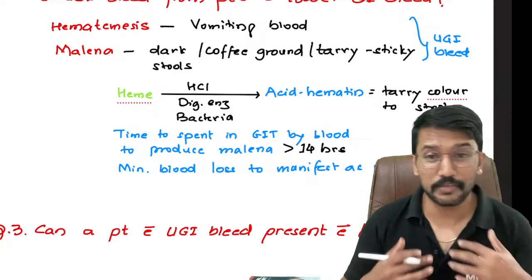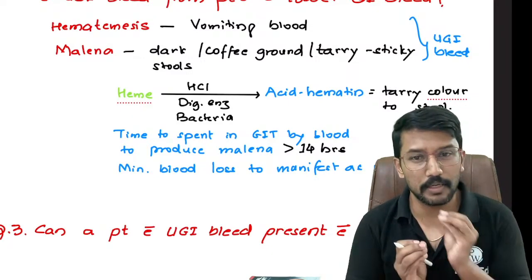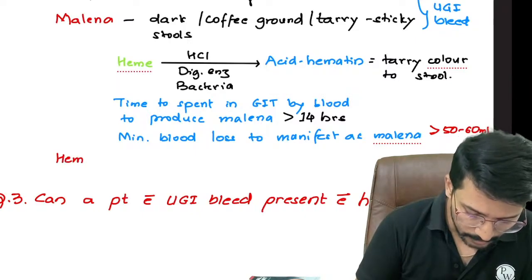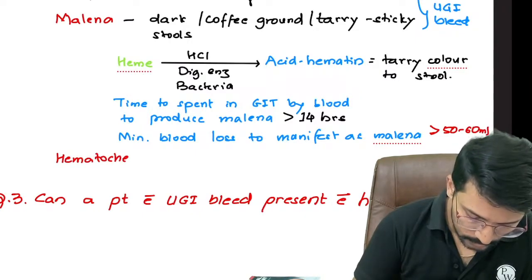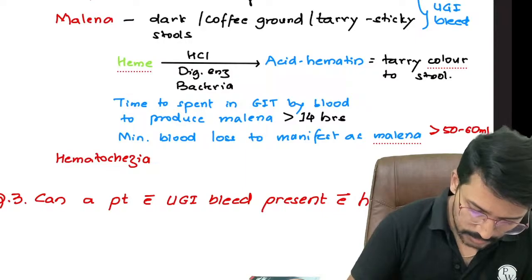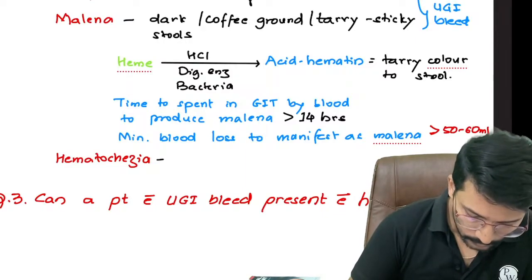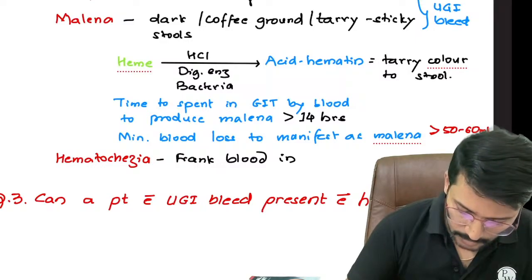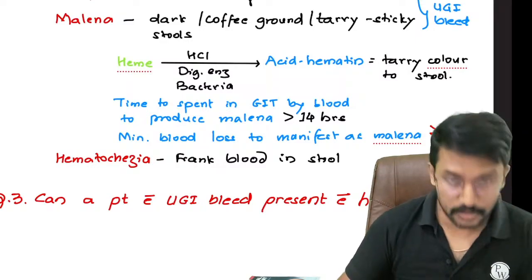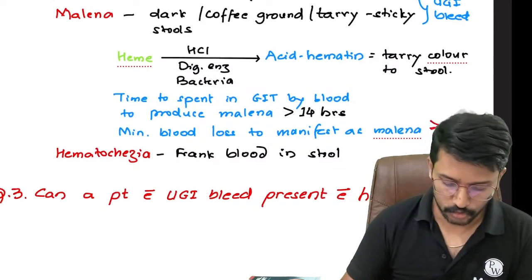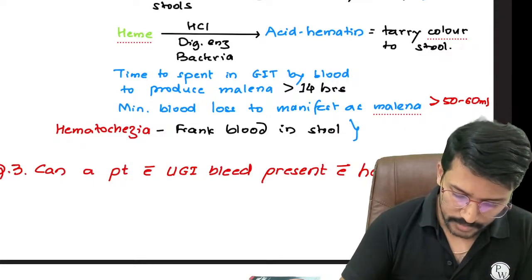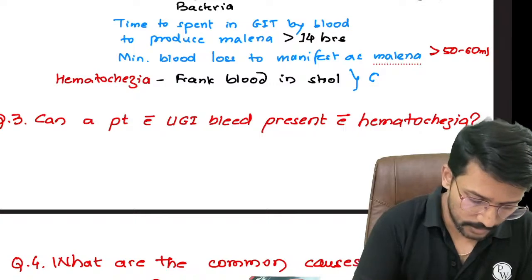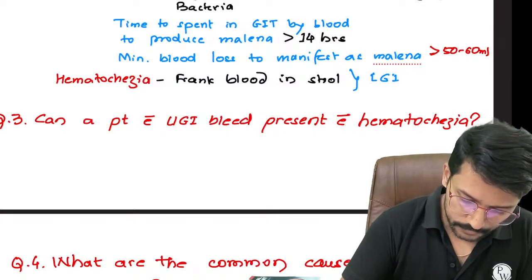Now, if the source of bleeding is in the lower gastrointestinal tract, then the patient will probably present with frank blood in stool or minimally altered blood in stool, and we call that condition hematochezia. Hematochezia refers to frank blood in stool, directly seeing the blood in the stool instead of this altered black colored stool. And as we know, it indicates a lower gastrointestinal bleed.